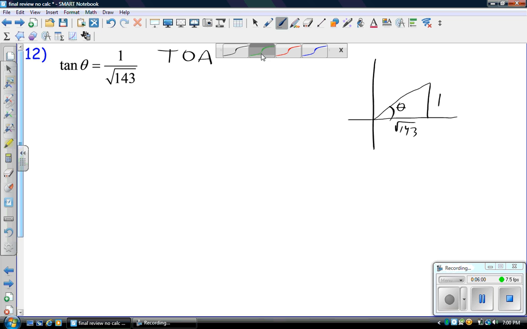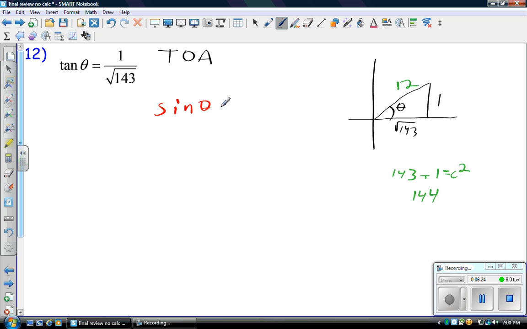Now again, no calculator here. But to figure out the hypotenuse, just do Pythag. That squared plus that squared has to equal c squared, so you get 144. Conveniently, 144, so this is 12. Now it just wants the sine and cosine. Well, the sine of theta is simply opposite over hypotenuse, 1/12. The cosine is adjacent over hypotenuse, root 143 over 12.